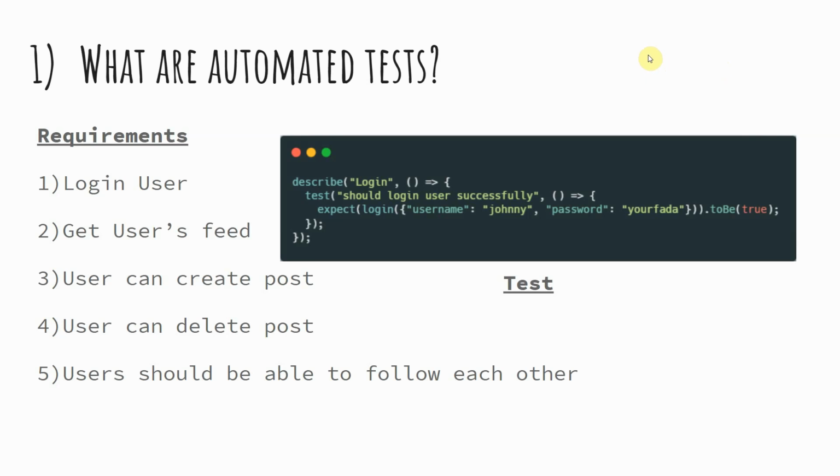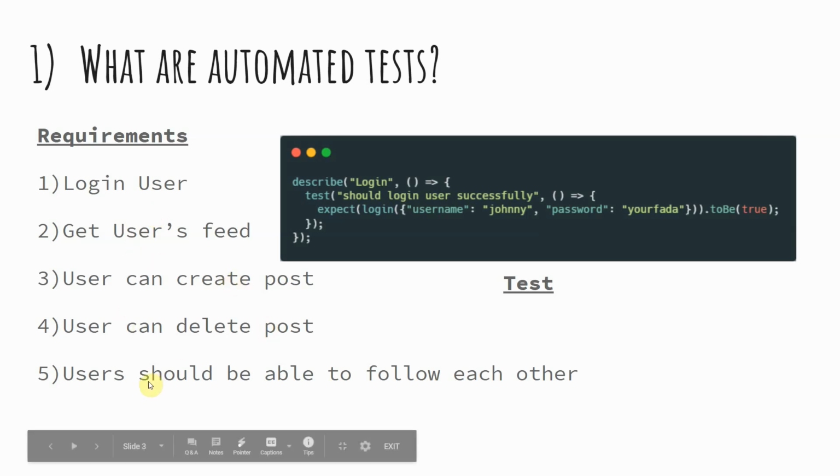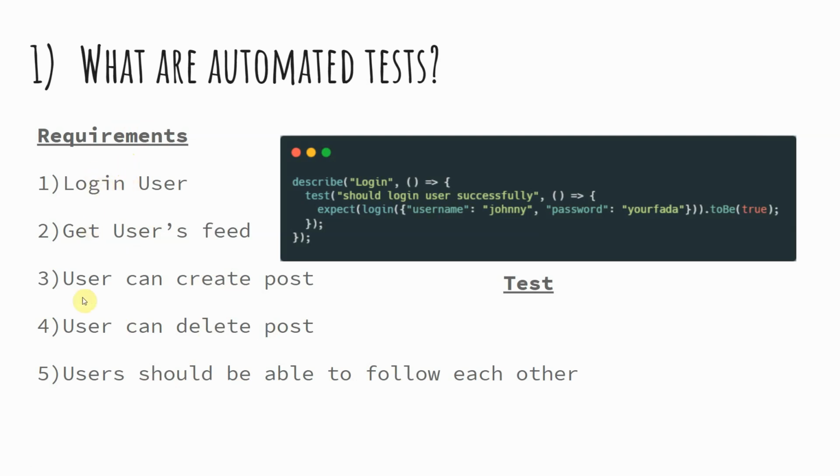Now, automated tests, like I said: whenever you want to build an application, your application would have a list of requirements that you intend to achieve. For example, your application should be able to log in the user. That's a feature, and it's also a requirement. You should be able to get the user's feed. Imagine this was a social network: you can also create posts, delete posts, and users should be able to follow each other. So these are the requirements. How do you know that your software has fulfilled all these requirements?